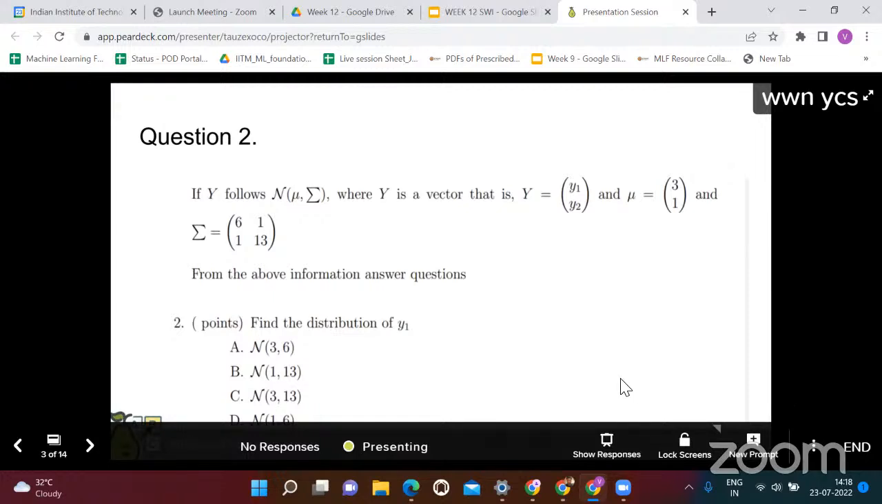Okay, this is a pretty simple one. You can answer directly without even using pen or paper. I'll wait for 30 seconds, and then. So I got one answer as A.